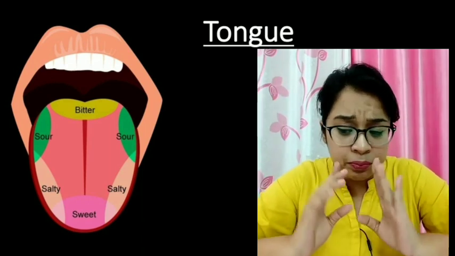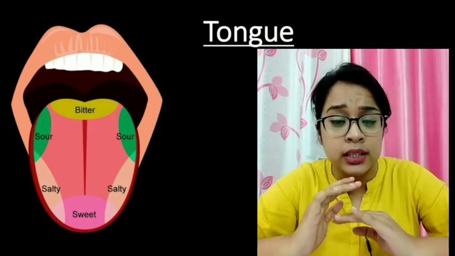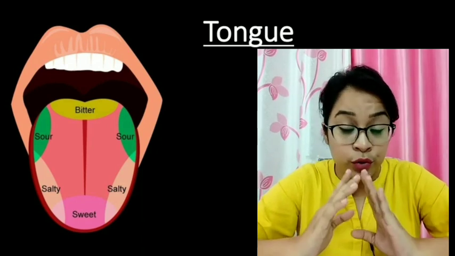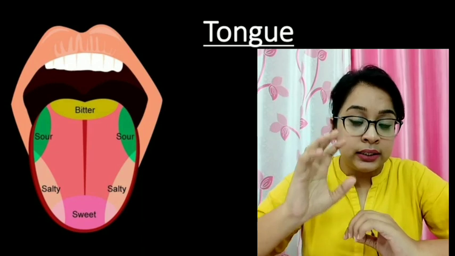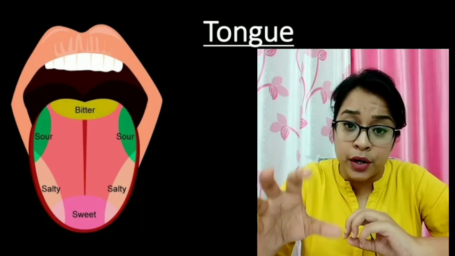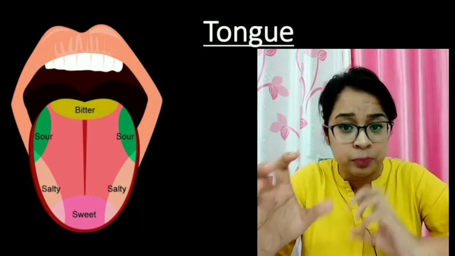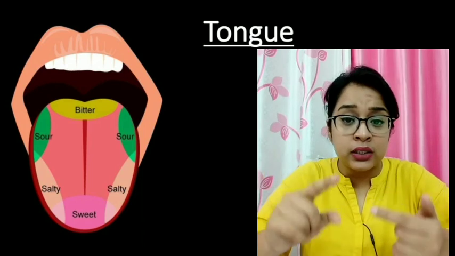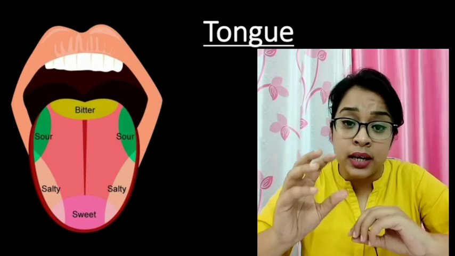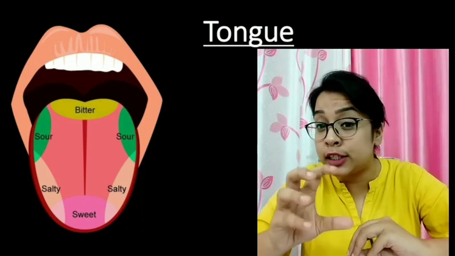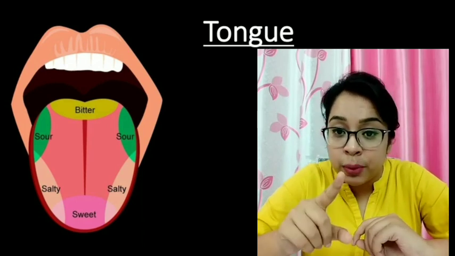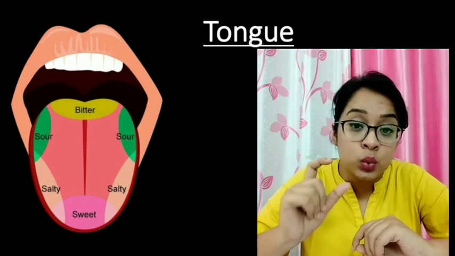Now, one thing should be clear: taste buds are spread uniformly all over your mouth, all over your tongue. But some of the taste buds are segregated in certain parts which have the ability to detect certain tastes. Like if you see in the figure, the number of taste buds which can detect the taste of sweet is maximum in the tip of the tongue. So the tip of the tongue has the ability to taste sweet food.